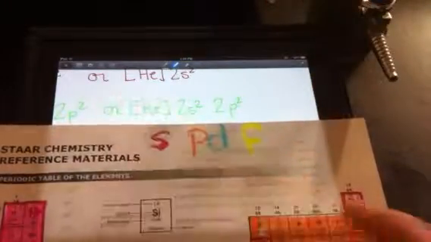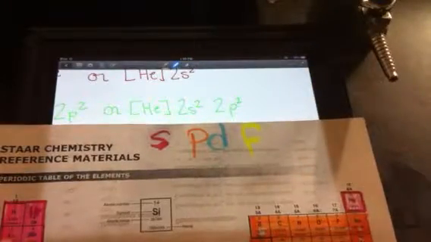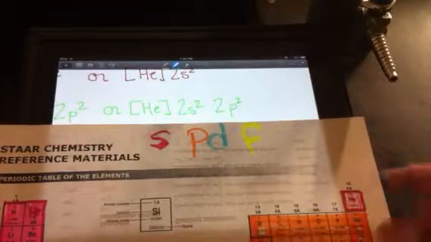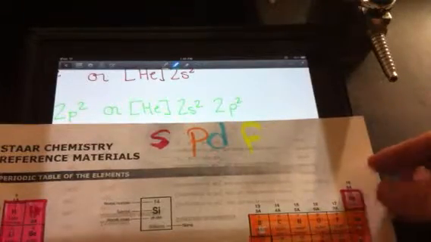Helium. I can write helium, then 2s2, 2p6, because that takes care of the first row.